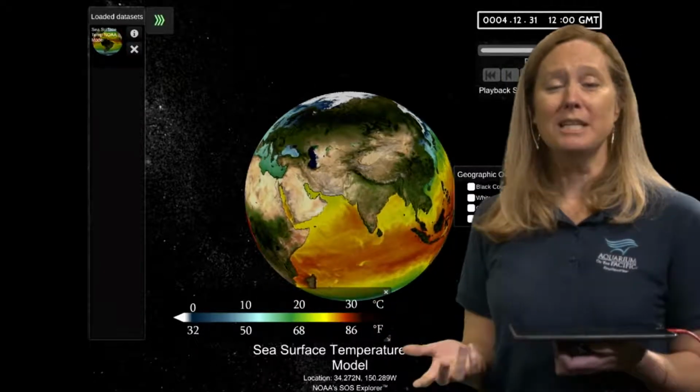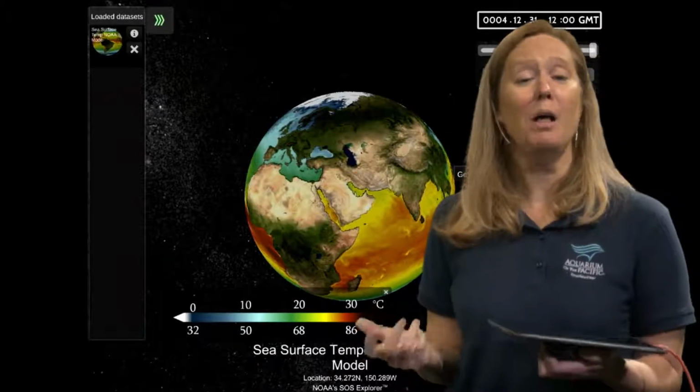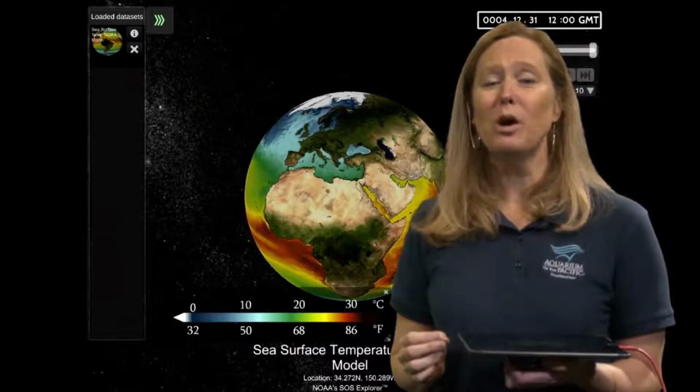In fact, there's a habitat that we have right off our coast here in Southern California. We have a kelp forest habitat. And kelp forests are really dependent on the ocean water being just the right temperature. If it gets too hot, all of this kelp is going to die off and float away. If it gets too cold, it's not going to be able to survive very well here either. So they have a very small temperature range.